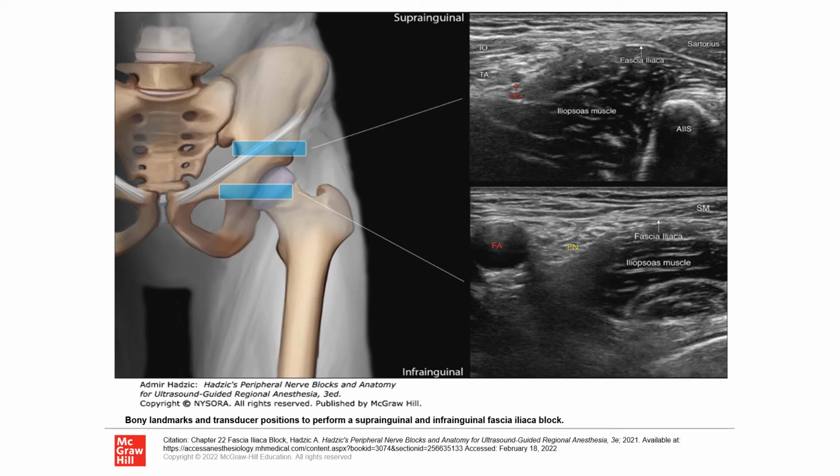The efficacy of the FICB assumes that the injection of local anesthetic beneath the fascia iliaca reaches the femoral nerve, the lateral femorocutaneous nerve, and eventually the obturator nerve proximally, although an obturator nerve block is not consistent. We're going to focus more on the classic infrainguinal approach, though for completeness sake, we will cover the suprainguinal approach as well.